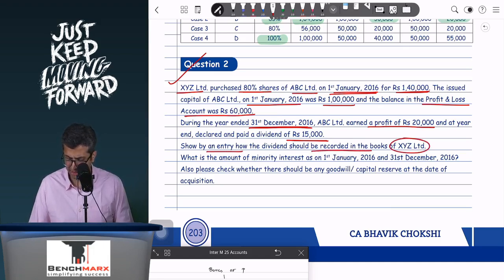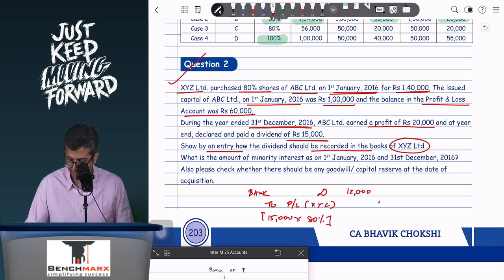Who is receiving this dividend? Well, the entry would be bank account debit. They would receive this dividend, and ideally, since it is out of post-acquisition profits, they will be crediting it to the profit and loss account of XYZ. What is the dividend amount? Well, 15,000 is the dividend, out of which XYZ would receive 80% and hence probably 12,000.